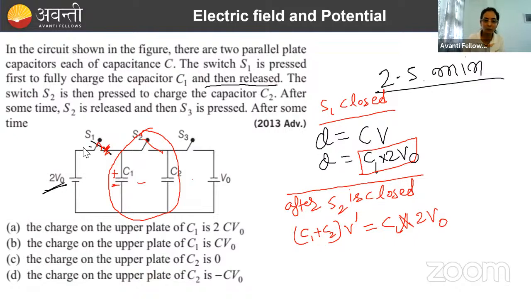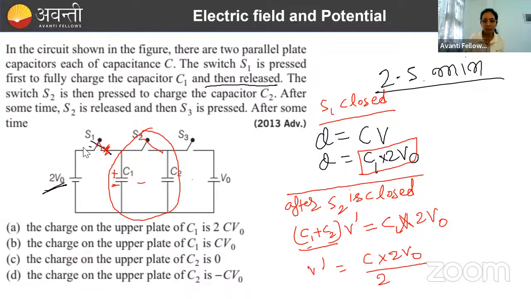Finally, charge will be on both plates such that both will have same potential, that is, they are in parallel. So C equivalent can be written as C1 plus C2. And final voltage, suppose it's V dash. So charge can be written as C1 plus C2 into V dash. And initial charge will be equal to final charge. Just now I have discussed. Done. So here V dash can be written as what? C1, C2, V0. Let me put the values.